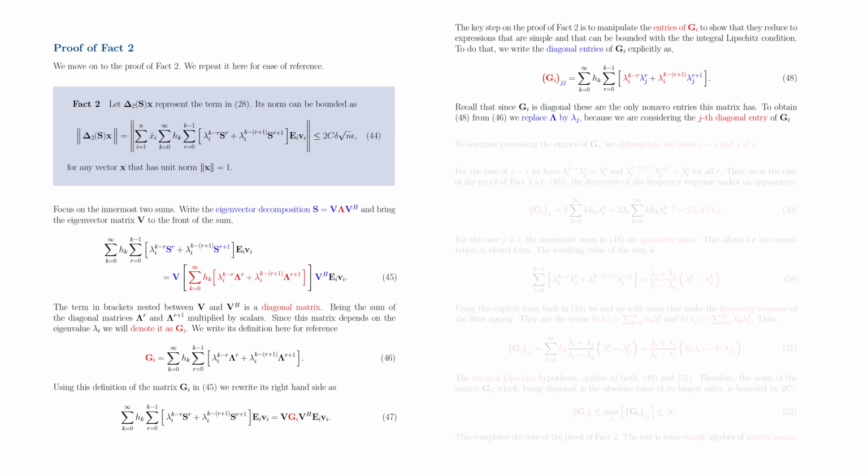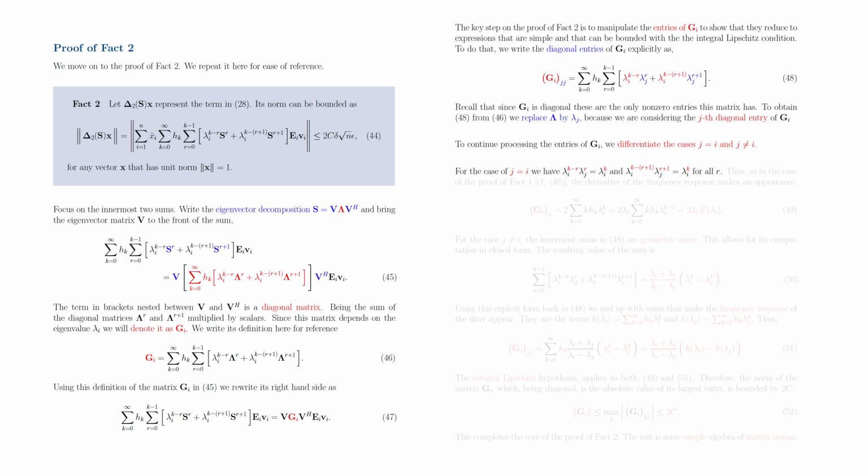To obtain 48 from 46, we replace the eigenvalue matrix lambda with the eigenvalue lambda_j, whenever that lambda appears in 46. We do this because we are looking at the jth diagonal entry of G_i, and lambda_j is the jth diagonal entry of the eigenvalue matrix. To continue with the processing of the entries of G_i, we differentiate the cases in which j equals i and in which j is different from i.